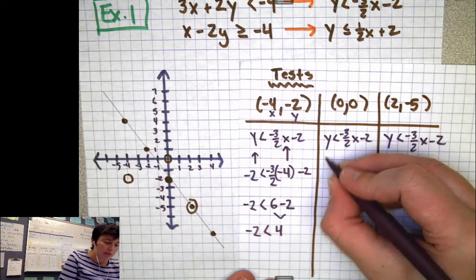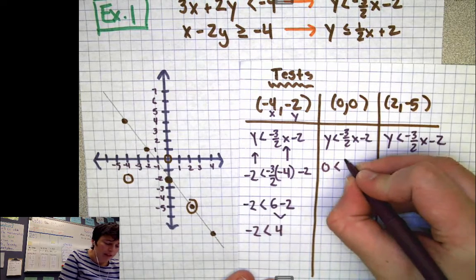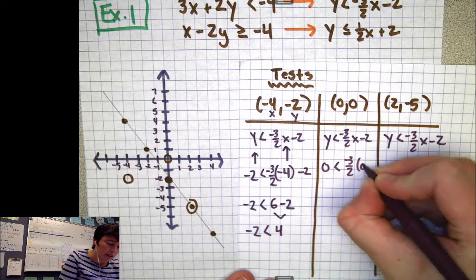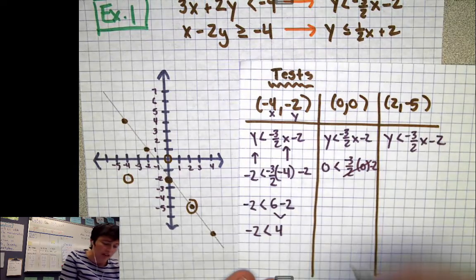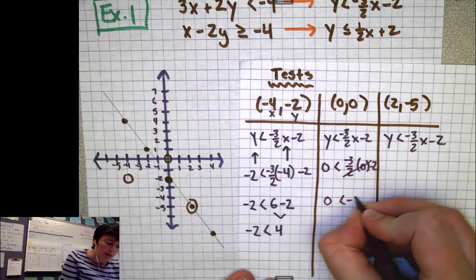Okay, next one, we'll put in some zeros. I like this one better. Negative 3 halves times 0 minus 2, which we all know, it doesn't matter if that's a fraction or whatever, it's just going to be 0. So 0 is less than negative 2.